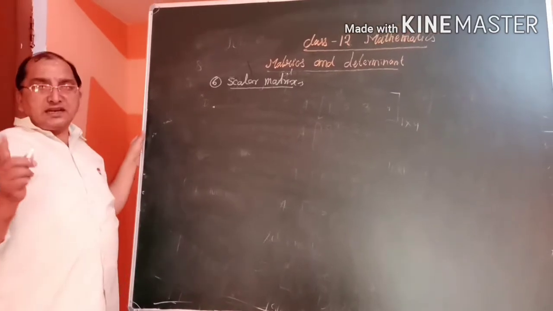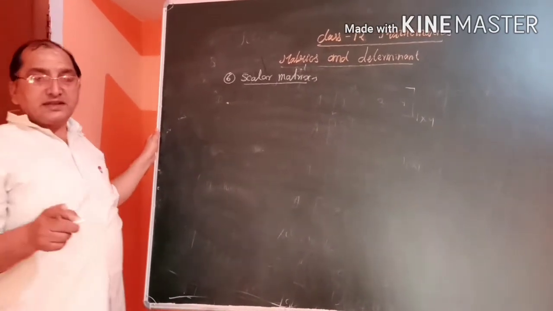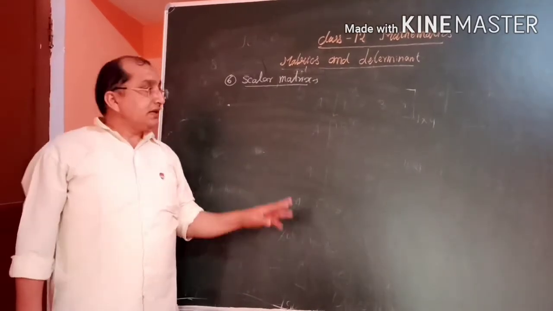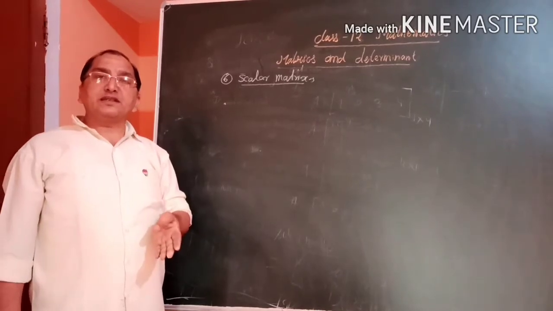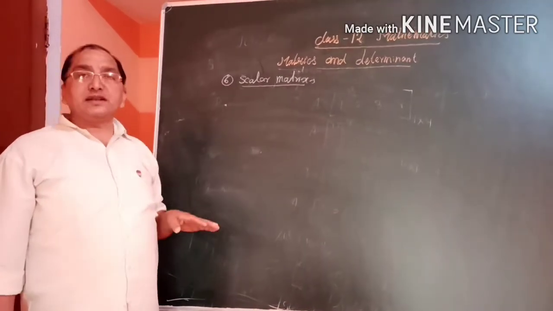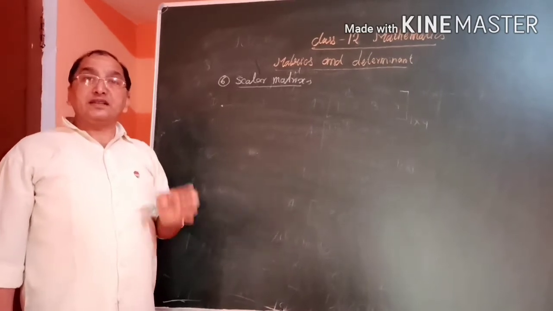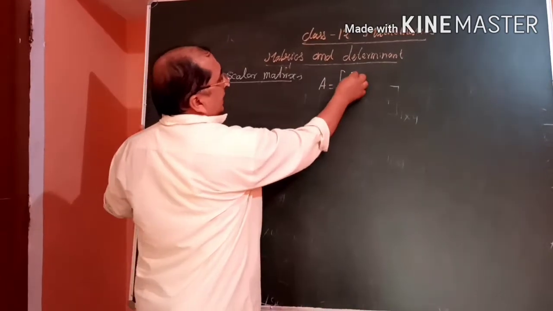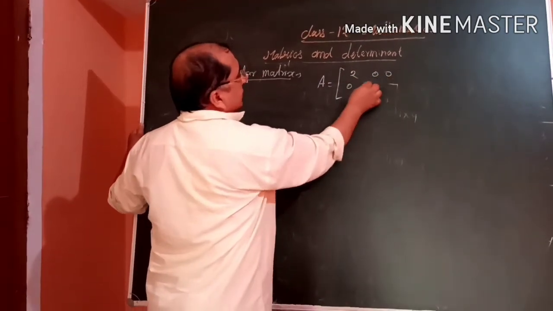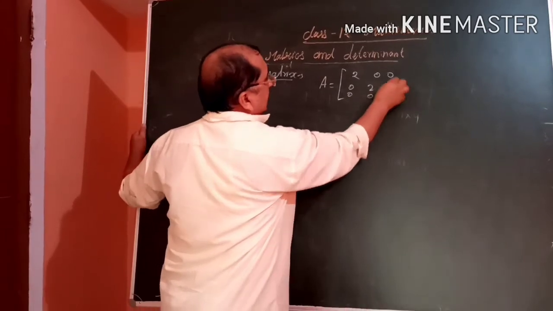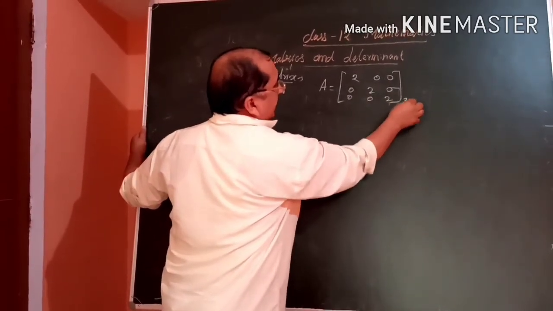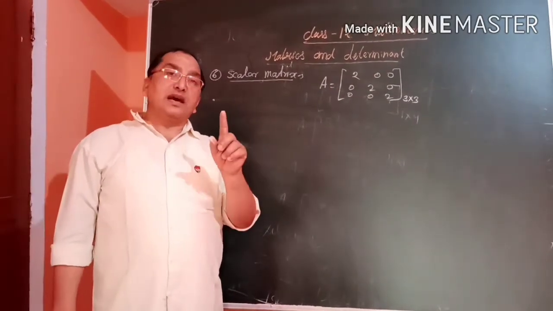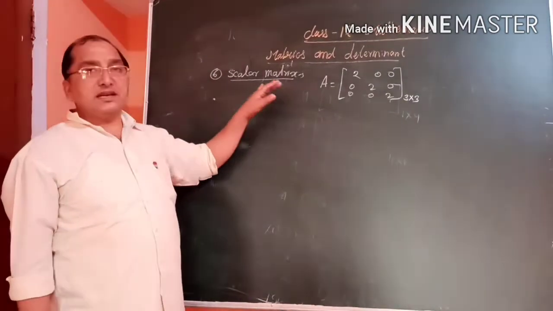Next one is a scalar matrix. A scalar matrix is just like a unit matrix, but in place of the principal diagonal elements being 1 1 1, in a scalar matrix the principal diagonal elements are other than 1. It is a square matrix, which can be written in the form of either 2 0 0, 0 2 0, 0 0 2. This is also a square matrix having principal diagonal elements other than 1, but all the same elements, and is known as a scalar matrix.